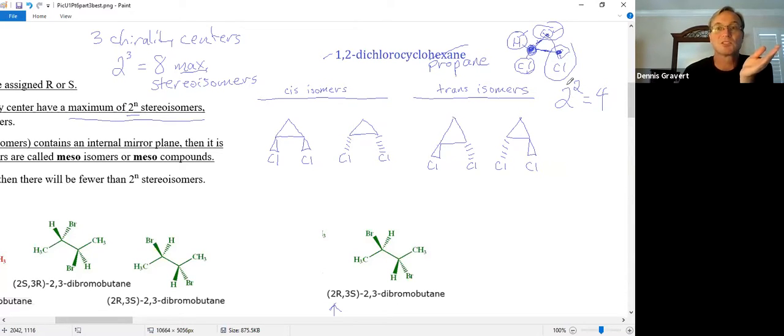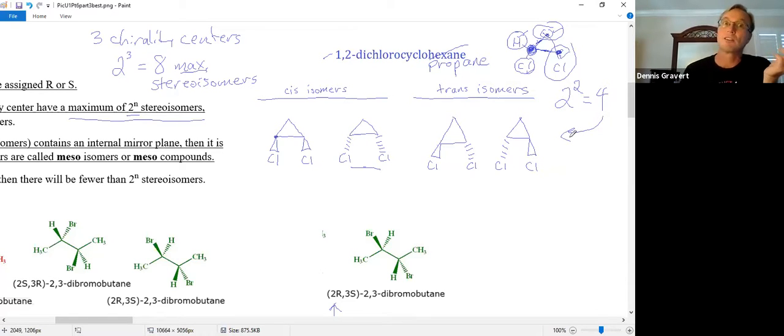The next approach is just draw all the possibilities. Your chirality centers are going to have dash and wedge bonds. So look at all the combinations. Here, the chlorines both have wedge, or they both have dash. Or they have one wedge, then dash, or you reverse the order, dash, then wedge. So there are all the 4 possible stereoisomers.